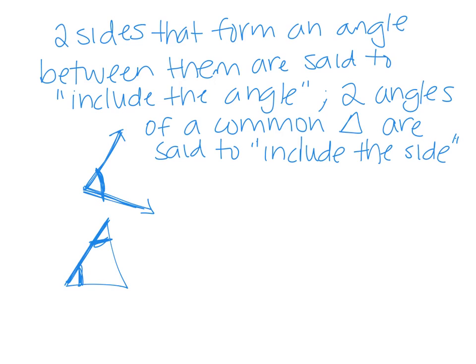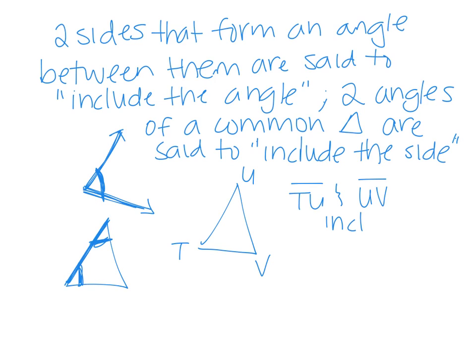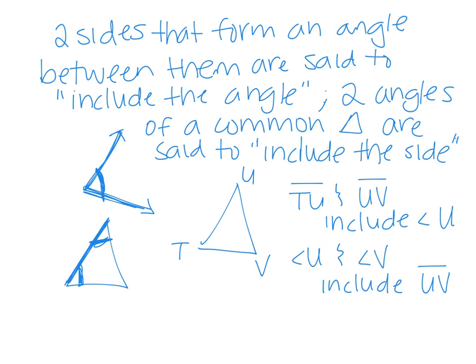Okay, so if we use that idea, so let's see, if I draw a triangle here, I have TUV. So segment TU and UV include angle U. And you can actually see that right here, because see how it's the vertex? Both of them include that. We also know that angle U and angle V include segment UV. And you can see that UV, UV, TU, UV includes U, okay?